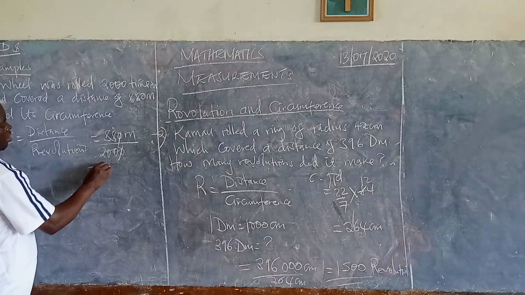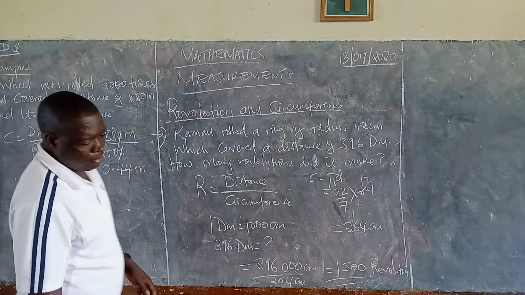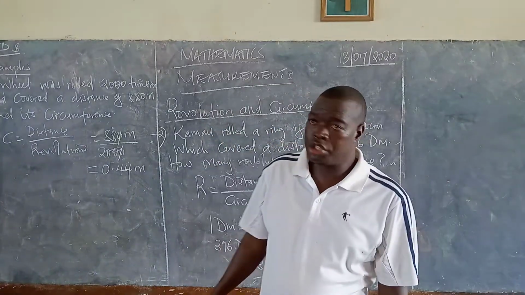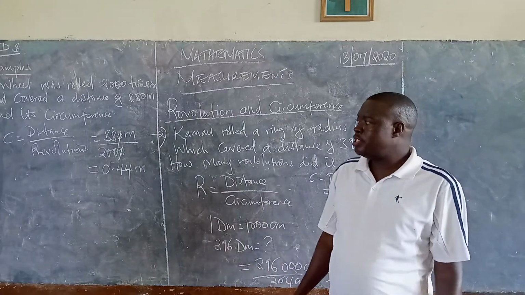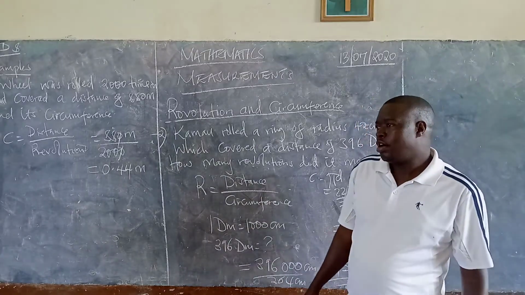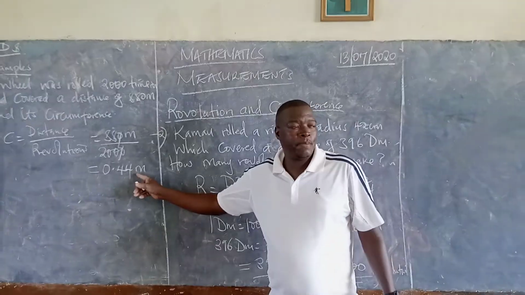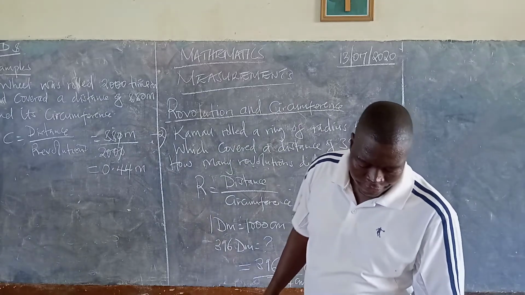So we have 0.44. Those are meters. So if the question is talking about finding the circumference in terms of centimeters, of course now we will convert this one into centimeters, and of course you will multiply by 100. Of course you will get the circumference.